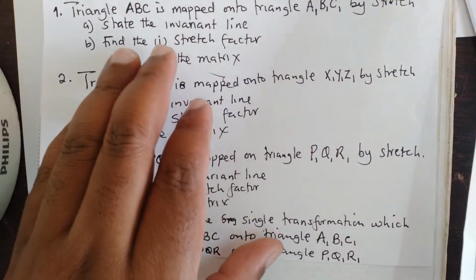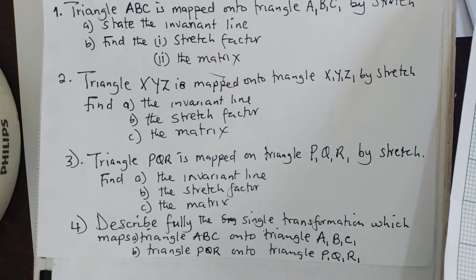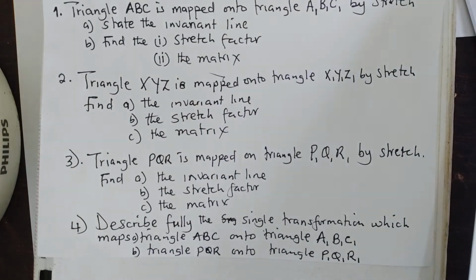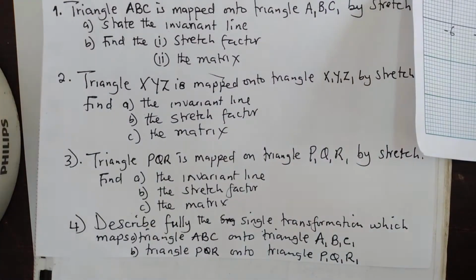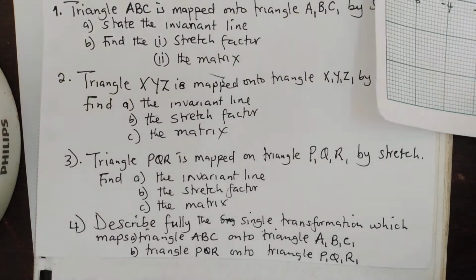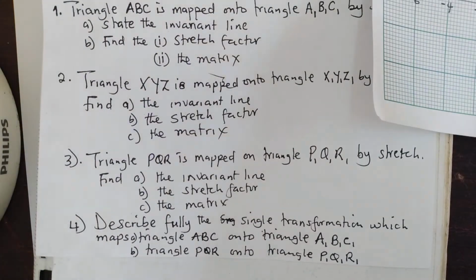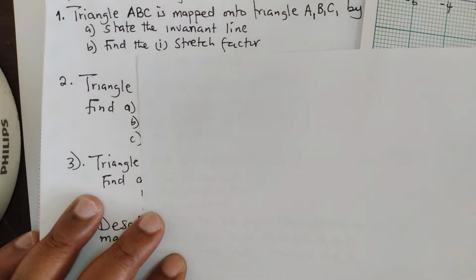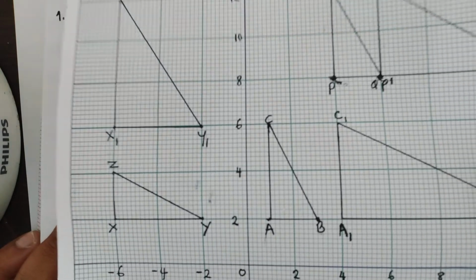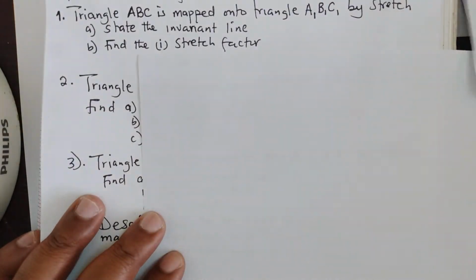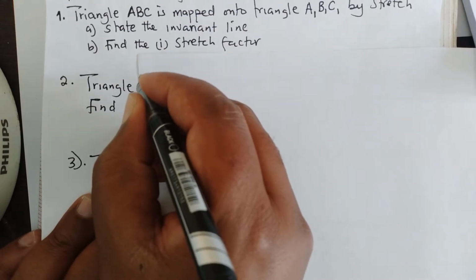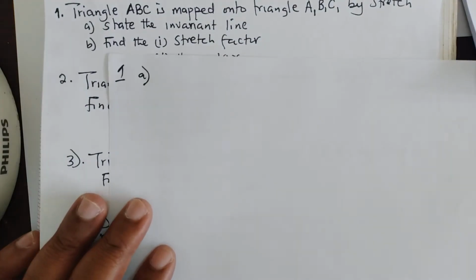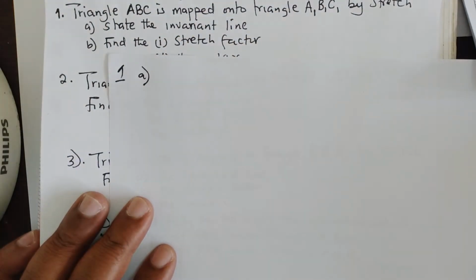Let's find the invariant line, 2, we find the stretch factor and the matrix. Now, to do that, we have a lot of methods. So, if these are drawn already in an exam, then you put your answers in the answer booklet. So, I will say A. This is the 1A. I want to find my stretch factor. I've said we can use a lot of methods.